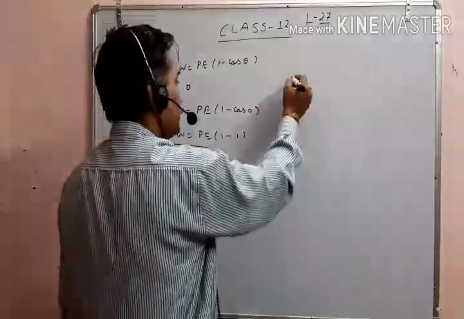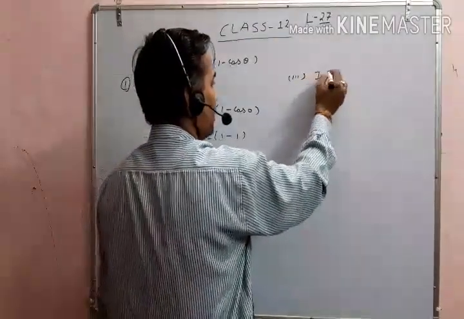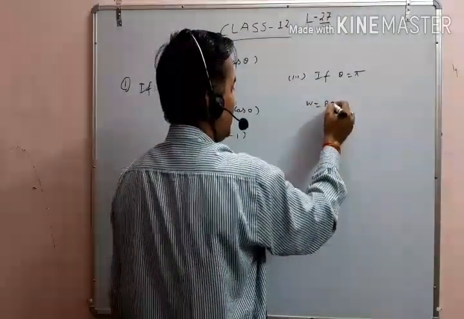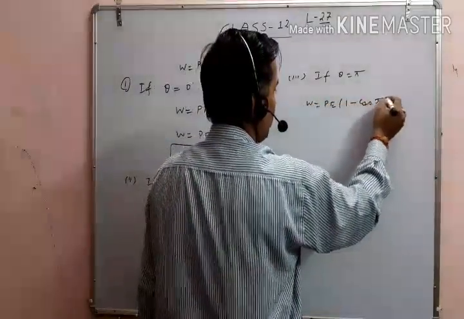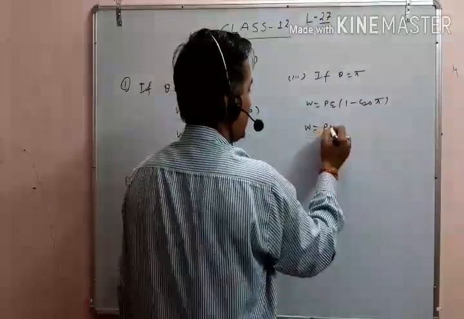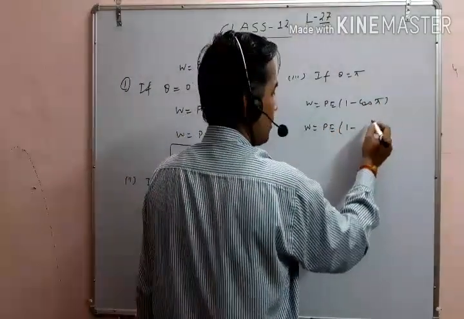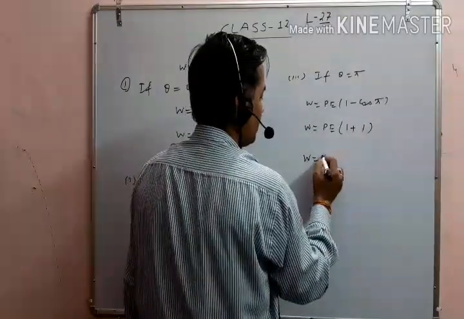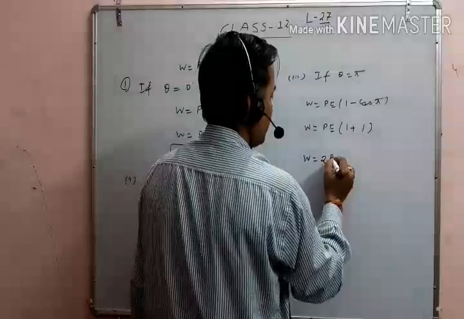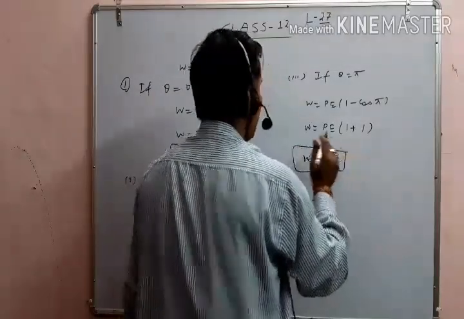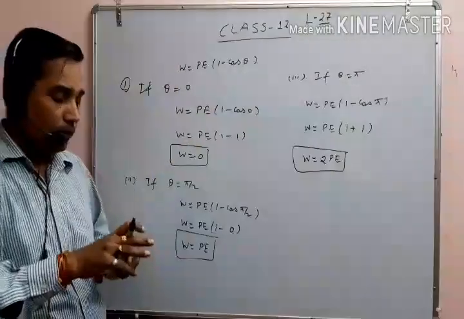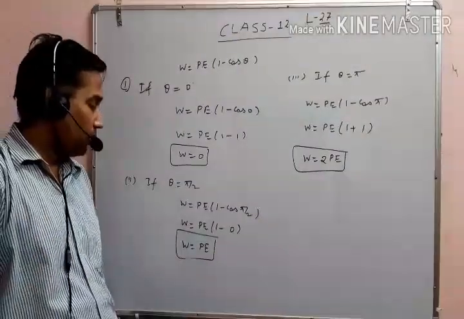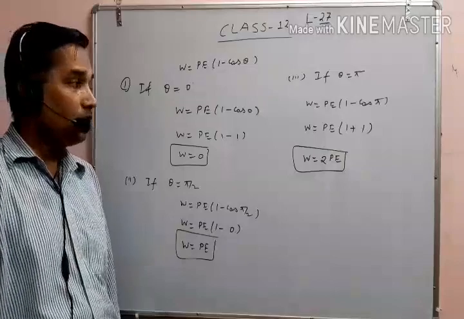Now the third and last case. If theta is pi, 180 degrees, then work done becomes PE times 1 minus cos pi. Cos pi is minus 1, so this becomes plus 1. So work done will be 2PE. This is the total work done on the dipole when rotated through 180 degrees. Okay, I hope that topic is clear. There are no doubts. Okay, thanks.